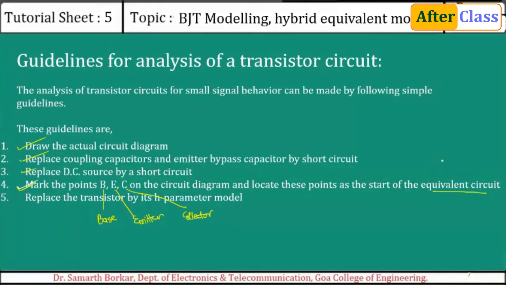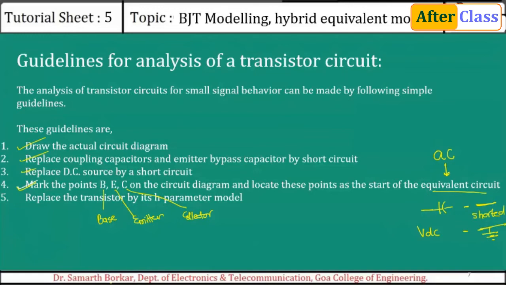Now what I have drawn right now is the AC equivalent circuit. There are two types of equivalent circuit, AC and DC. Right now what we are discussing is the AC equivalent circuit, in which the capacitors are shorted. Okay, this is easy to remember, and the DC voltages are connected to ground. Clear? These are the two things you have to remember while drawing the AC equivalent circuit.